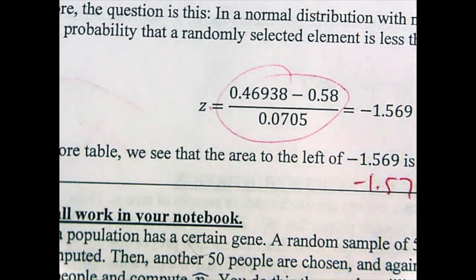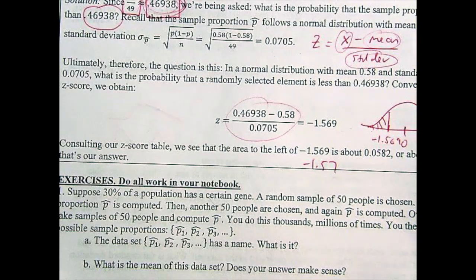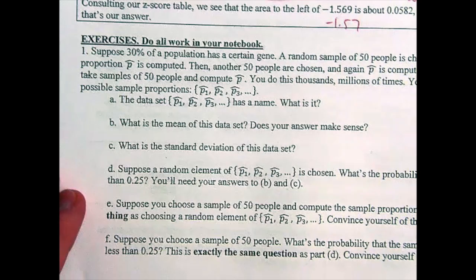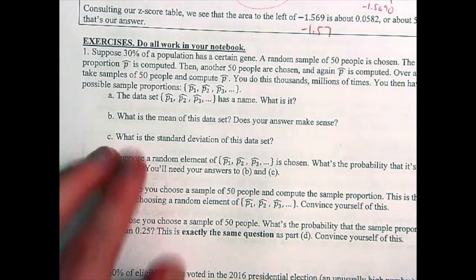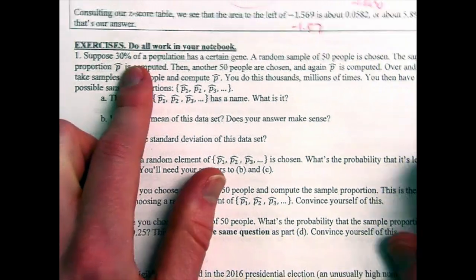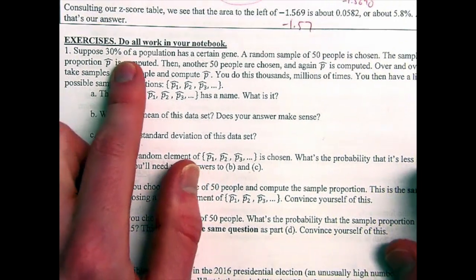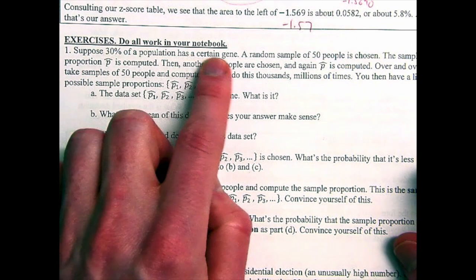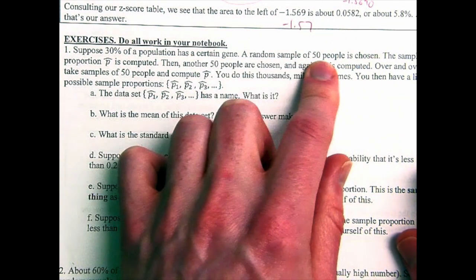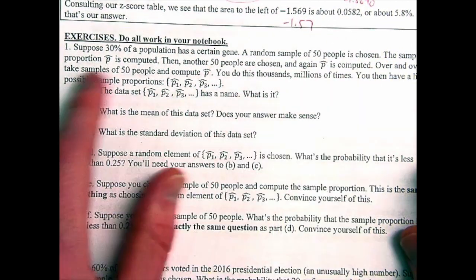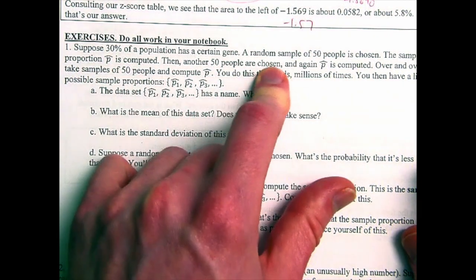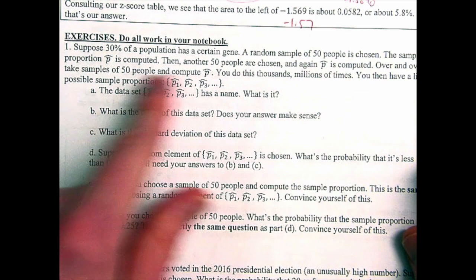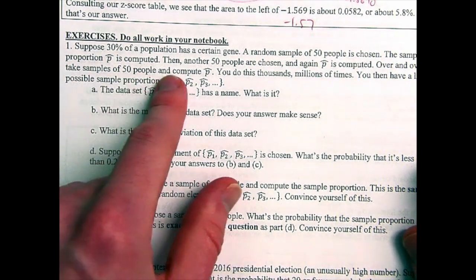Okay, so let's just run through number one together. Number one kind of holds your hand a lot and guides you through the thinking behind this, but let's just do it together, and then we'll be done. So it's a very similar problem to the one we just did, except it's kind of broken down into steps for you. So it says, suppose 30% of the population has a certain gene, a random sample of 50 people is chosen, the sample proportion p hat is computed, then another 50 people are chosen, and again p hat is computed over and over. You take samples of 50 people and compute p hat.